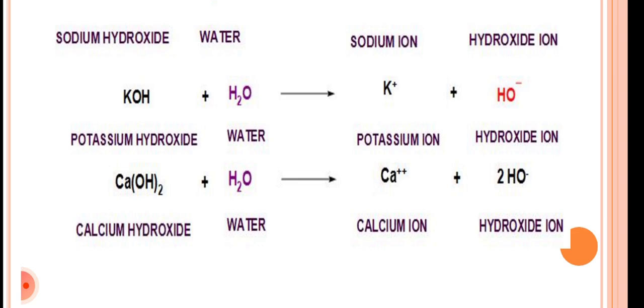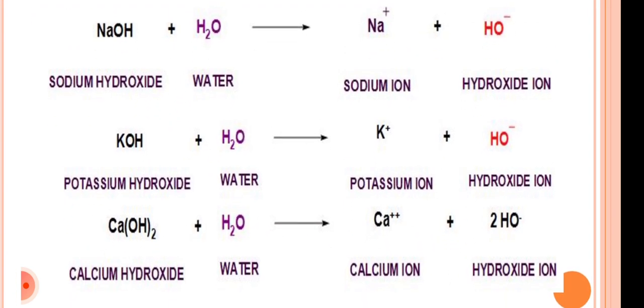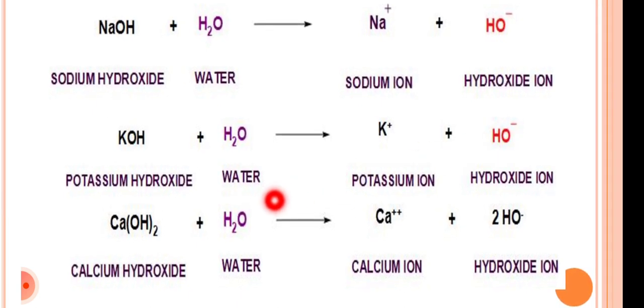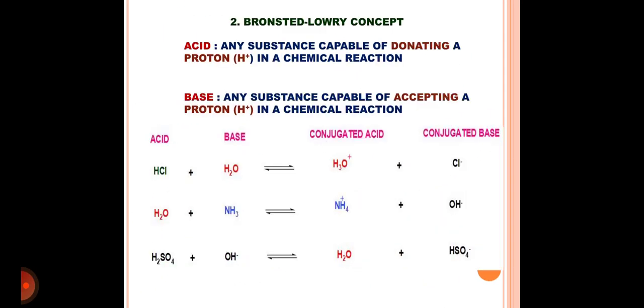Likewise, calcium hydroxide in aqueous solution gives calcium ions and hydroxide ions. Though all these three compounds give hydroxide ion in aqueous solution, they are called bases according to Arrhenius concept. The second concept is the Bronsted and Lowry concept.